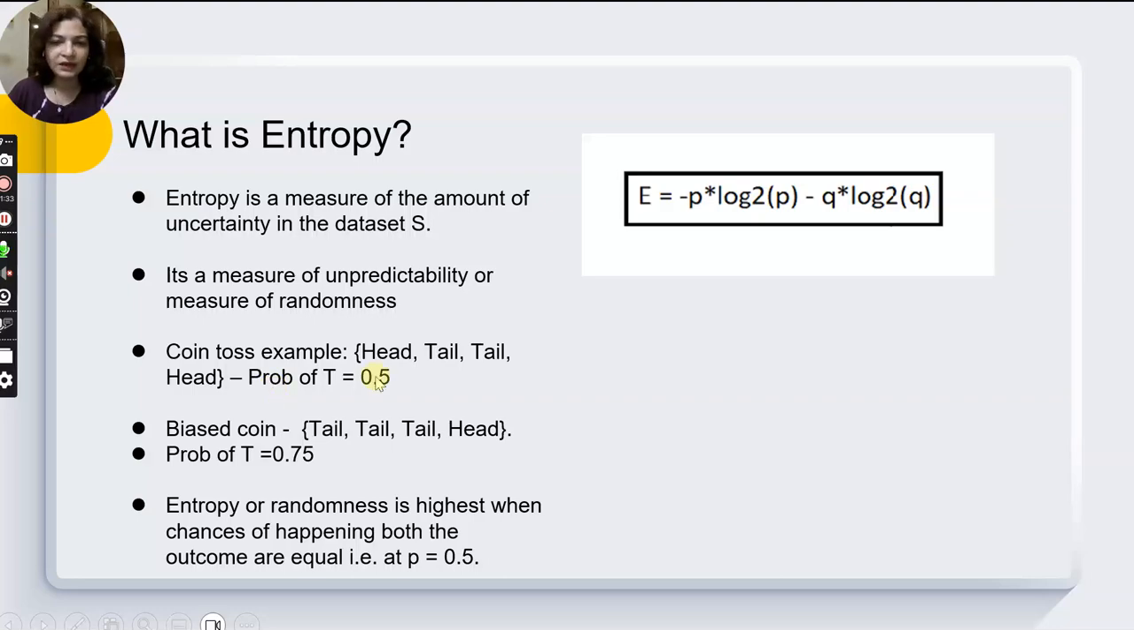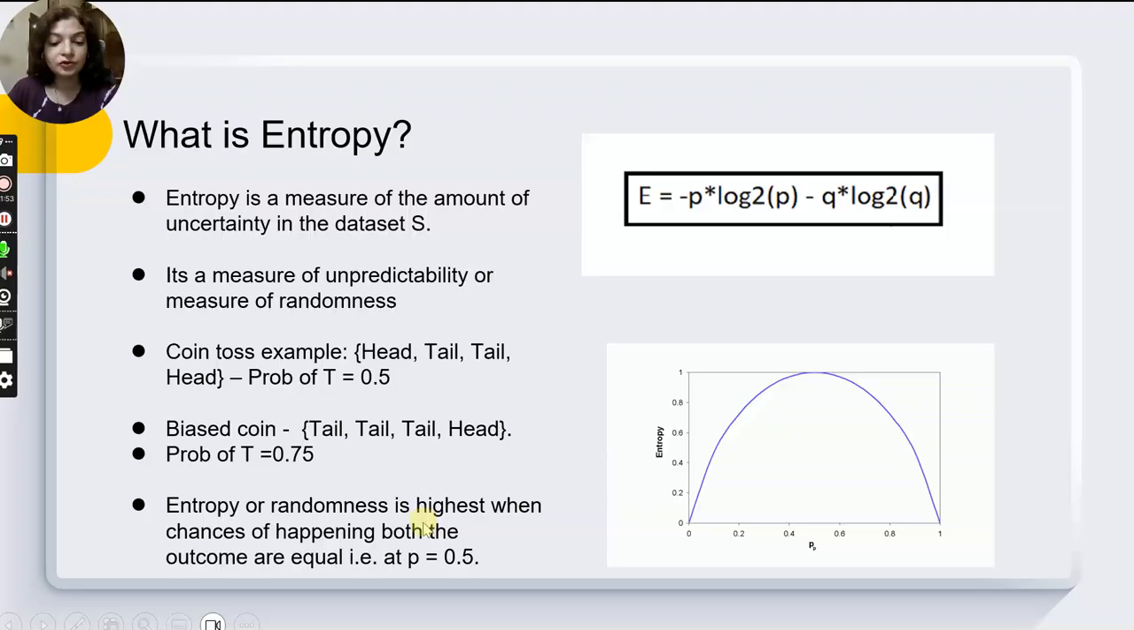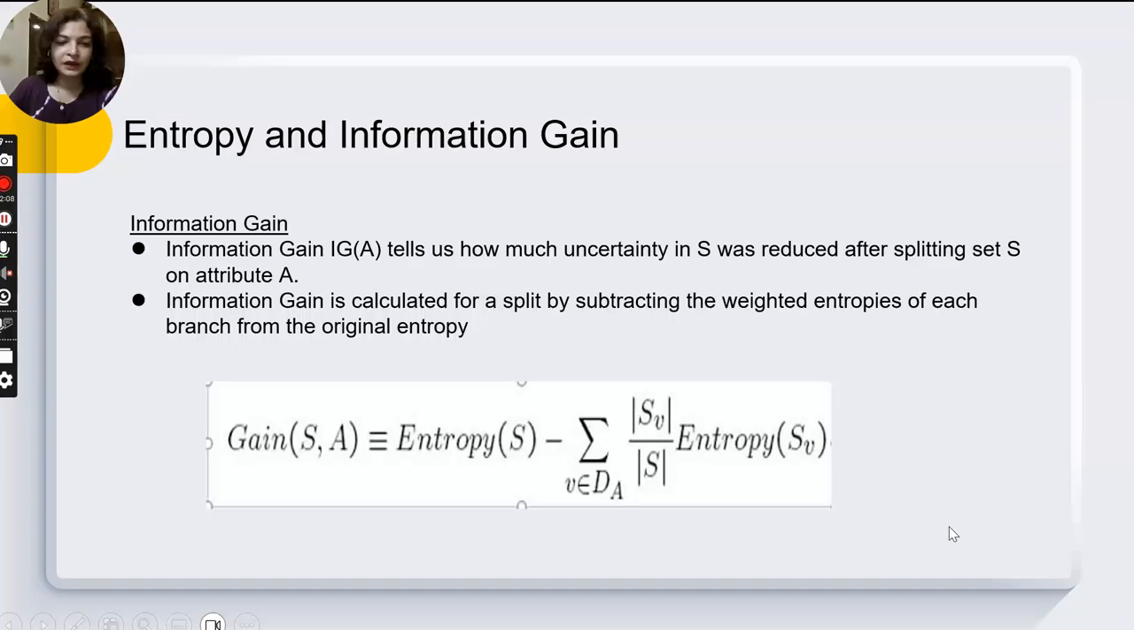Consider a coin toss problem wherein we may get a head or a tail and both have got an equal probability, that is 0.5. Now let's say the coin is a biased coin and maximum times it's going to return tail. Okay, so maybe 3 times tail and 1 time head. So the probability of tail becomes 0.75. Entropy or randomness is maximum when chances of happening of both the outcomes are equal. So as we can see in the diagram here, at 0.5 it is maximum, that is 1, and at 0 and 1 it is minimum, that is 0.